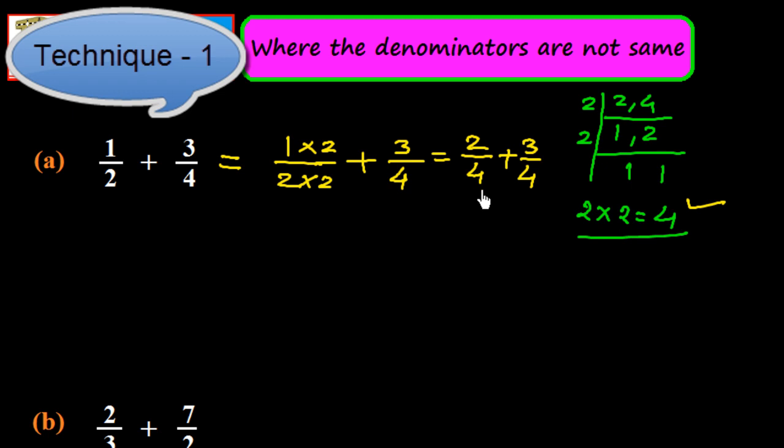Look at here, now the denominators are same. Now we can follow the same procedure as we studied in case 1. We take the common denominator 4 and add the numerators 2 plus 3. So we get 5 over 4. Because it is an improper fraction, as the numerator is greater than the denominator, we divide 5 by 4. We get 1 and 1 by 4. So this is the final answer.